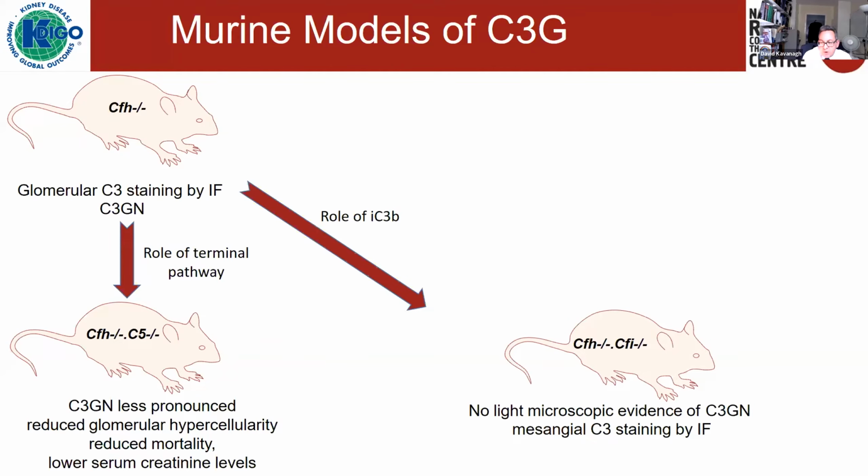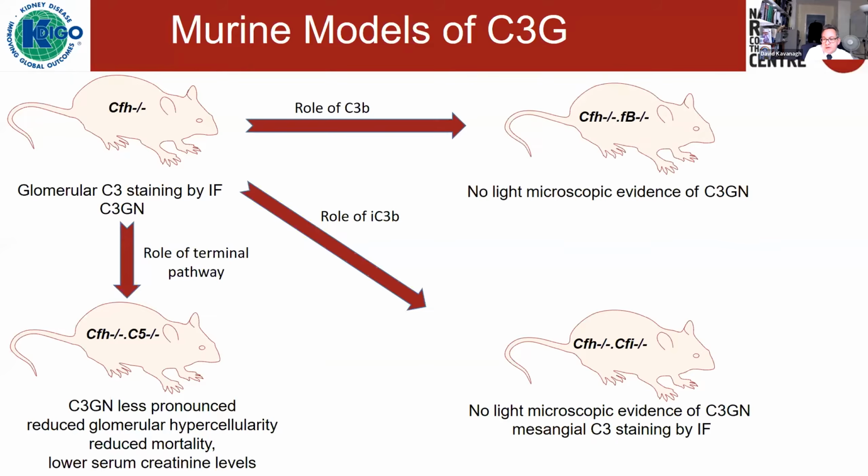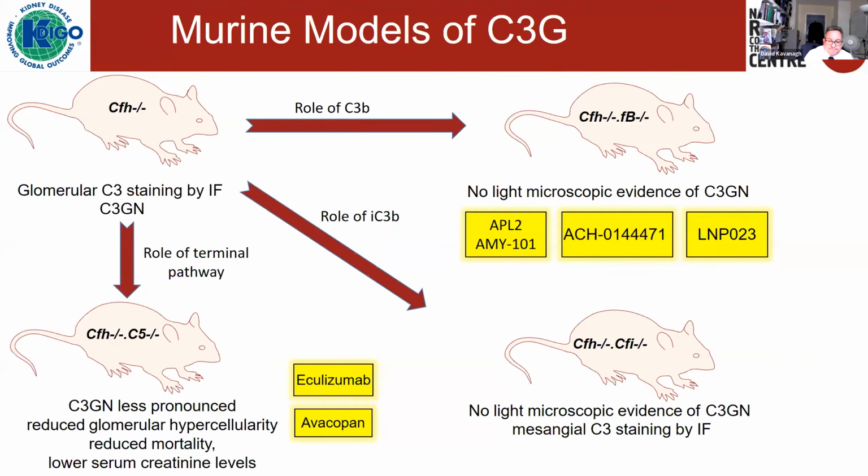Interestingly, when the factor H deficient mouse is crossed with the factor I deficient mouse, there's no evidence of C3 glomerulonephritis on light microscopy, highlighting the inflammatory potential of iC3b. iC3b is only generated when factor I is present. However, when you take complement blockade upstream at the level of factor B, there is no evidence of disease. And there are now several agents that are currently targeting the upstream alternative pathway positive amplification loop, and Carla will discuss these later.